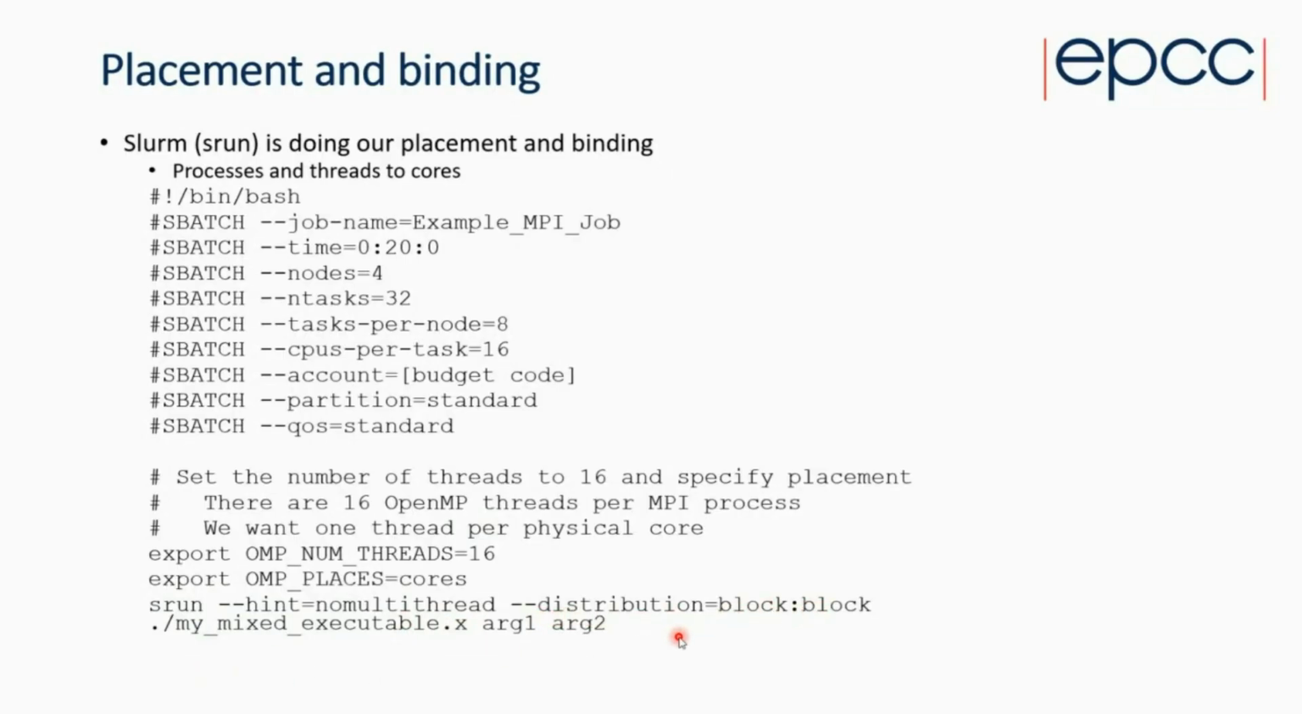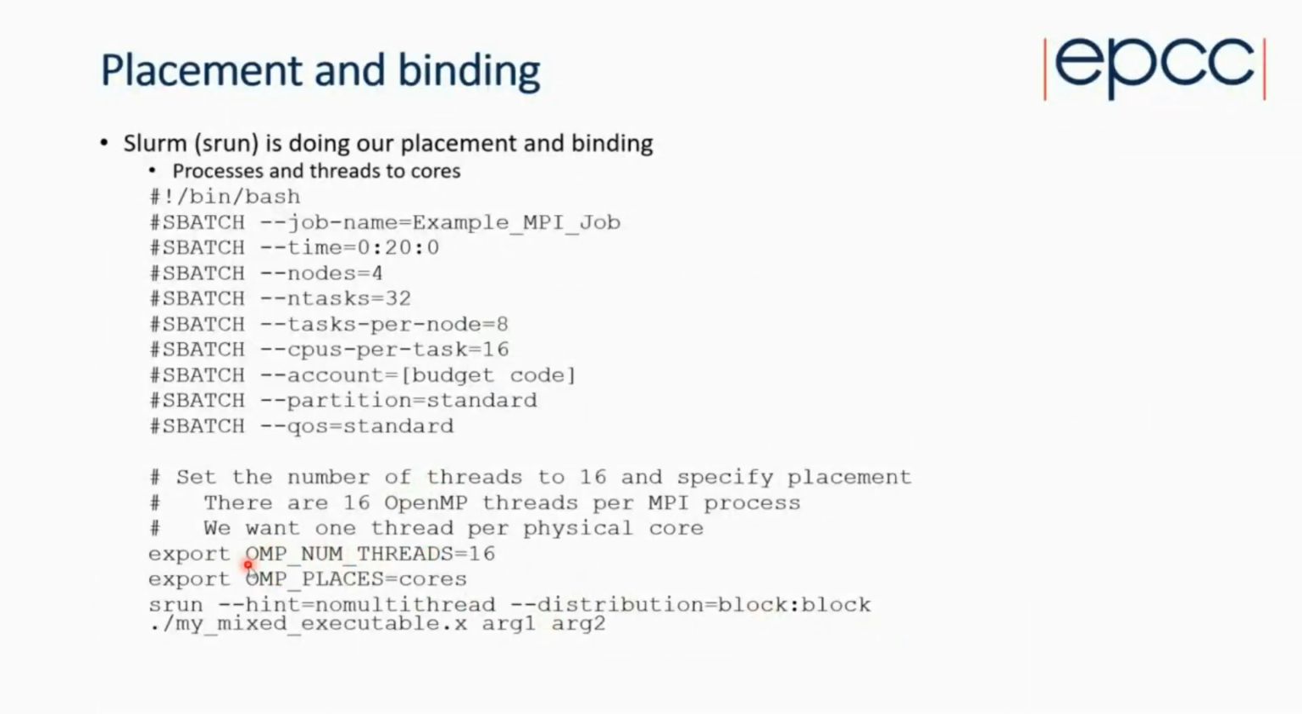And that will take my job and run 8 MPI processes per node, 16 OpenMP threads per process, and they will be bound in consecutive order. So the first MPI process will start on core 0 on node 0, and its threads will go core 0, 1, 2, 3, 4, 5 up to 15. And then the next MPI process would be on core 16, and its threads would go up to 32. Okay, and so this hint no multi-thread, distribution block is there to control how the OpenMP threads are bound to the MPI process and its assigned cores. So we make sure we get consecutive.